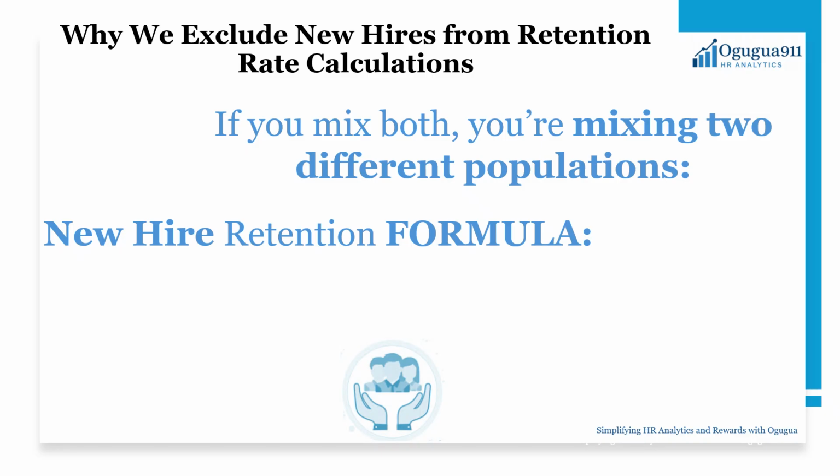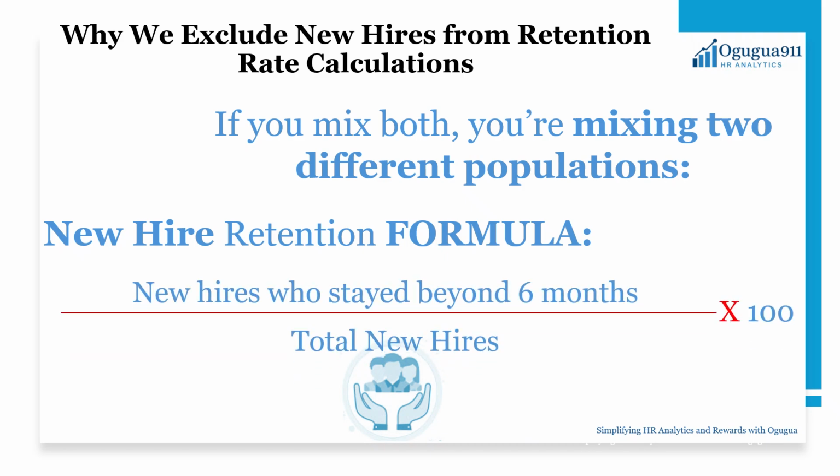So the formula for doing that is your new hires who have stayed beyond a defined period. It can be 3 months, 6 months, or 12 months. So we can say new hires who stayed beyond 6 months divided by the total number of new hires for that particular period, multiplied by 100.